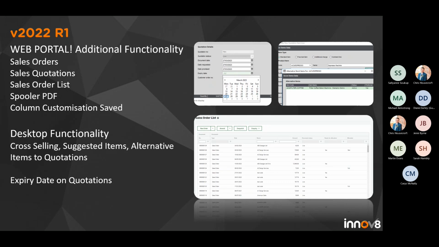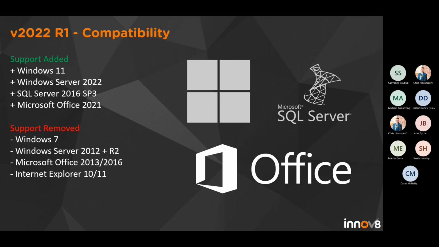So in addition to the features that were added, there were quite a few changes in terms of compatibility with 2022 R1. Support was added for Windows 11, Windows Server 2022, SQL Server. They released a Service Pack 3 for 2016, so they removed support for Service Pack 2 and just made it Service Pack 3 instead. They added support for Microsoft Office, but they removed Windows 7, which was kind of legacy anyway at this point. Most people had moved off it. It's not getting security updates anyway. They removed Server 2012 and R2, Office 2013-16, and some Internet Explorer reliance was also removed, with Microsoft announcing that Internet Explorer was no longer supported.